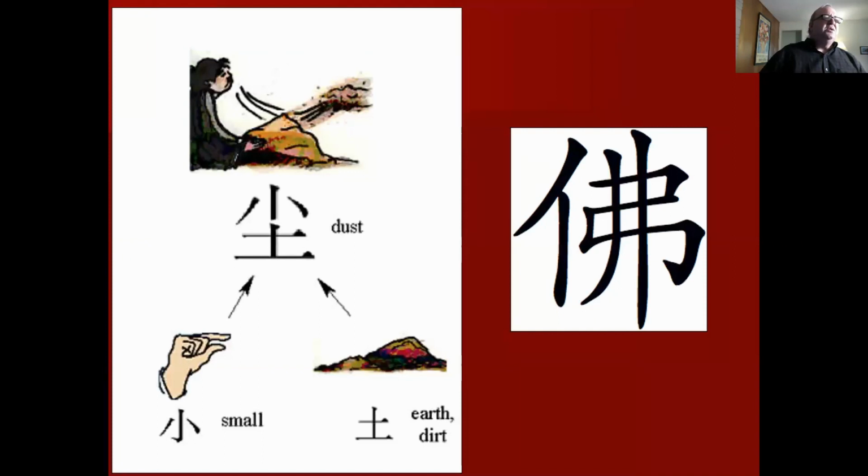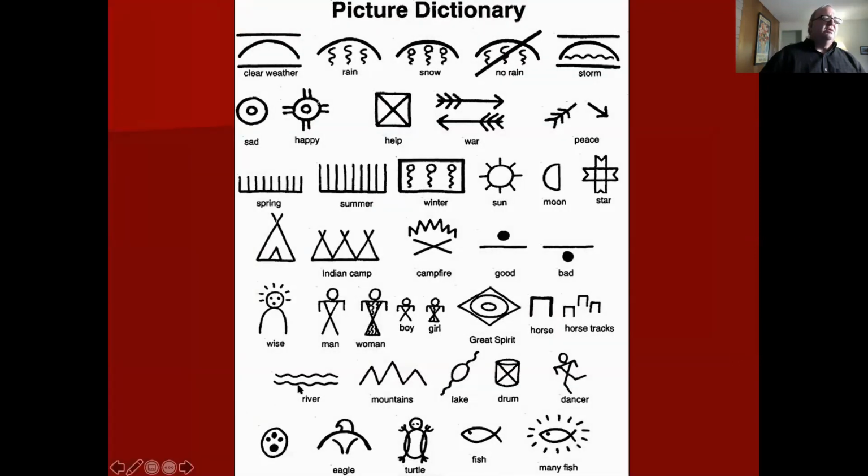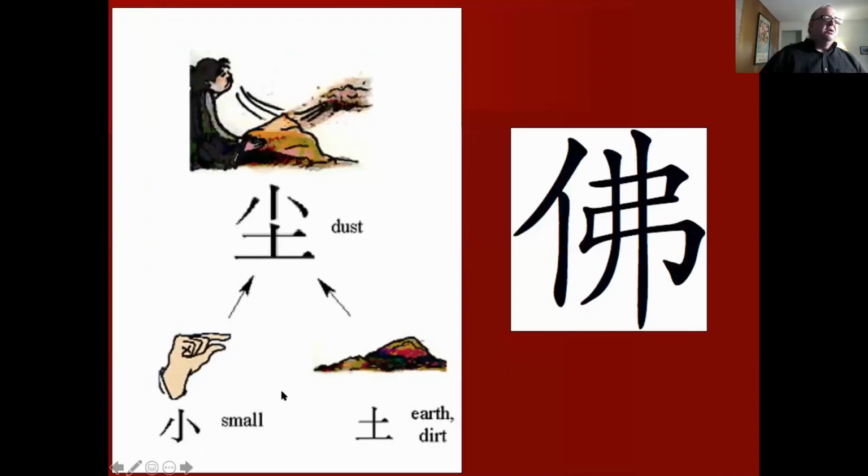In Japanese, they're talking about a symbol for dust, and it combines two other symbols, small and earth, which is essentially small pieces of earth, which mean dust. So it's a combination of symbols.